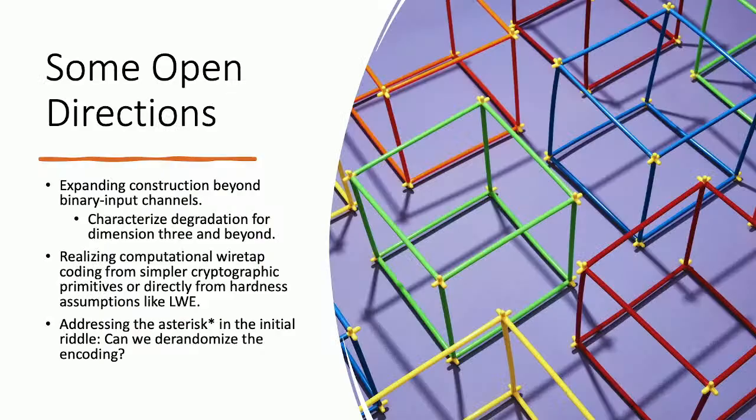So some open questions. Can we expand this construction beyond the binary input channel setting for dimension 3 and above? Because the polytope formulation completely fails. And can we realize these computational wiretap coding schemes from hardness or from other cryptographic primitives? Something that we need here is actually sharp thresholds. So if anyone's thinking about average case complexity, that's also an interesting source of problems for this type of cryptographic primitive. And then the final question is, can we address this asterisk in the initial riddle, which is, can we de-randomize this encoding? And all of these are open. Yeah, and that's it.